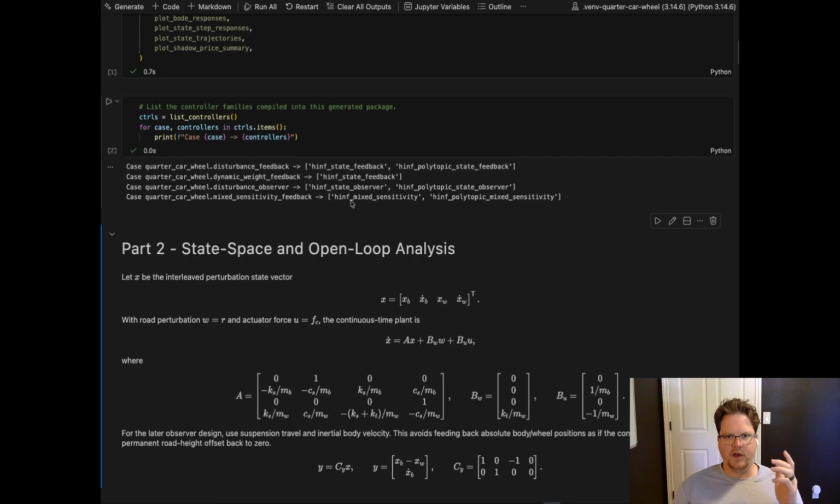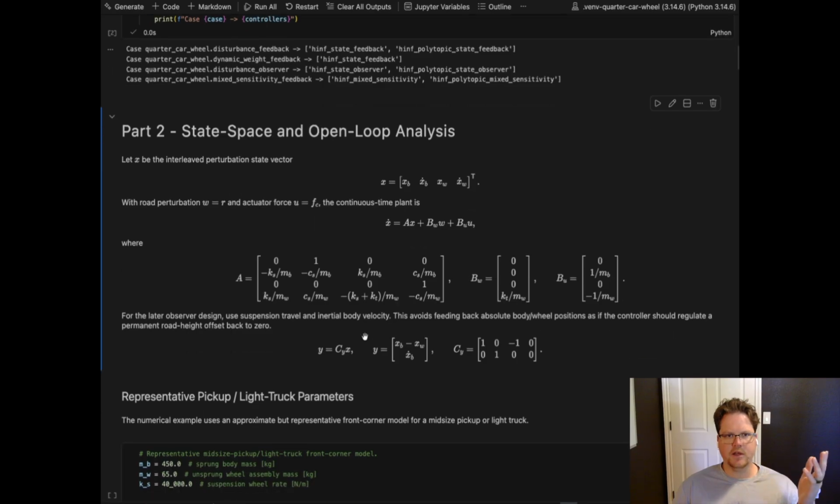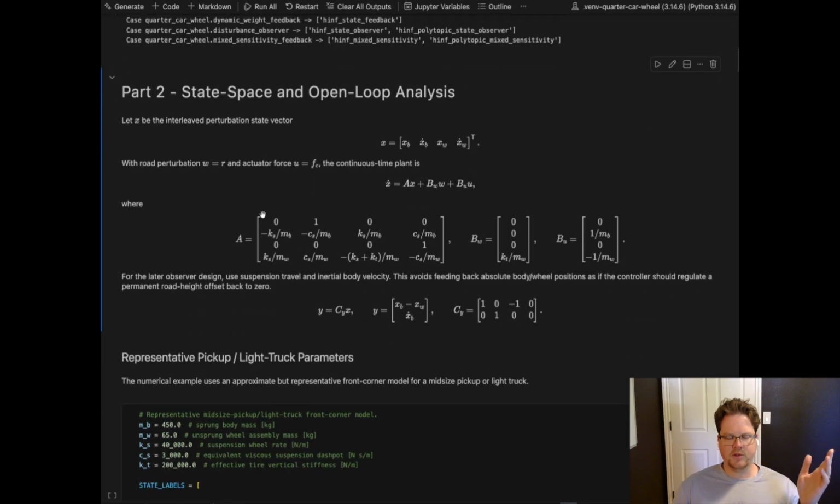And then I have H infinity mixed sensitivity. So these are the main ones that I'm going to be stepping through. Okay, so that's just a brief interlude into what I'm going to be focusing on in this section: the state feedback and open loop analysis.